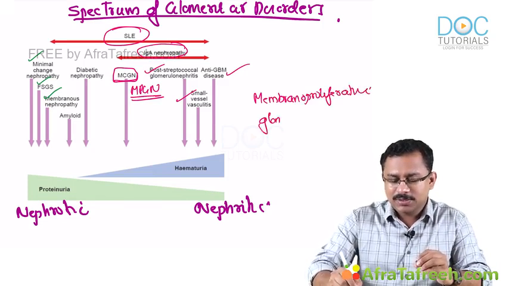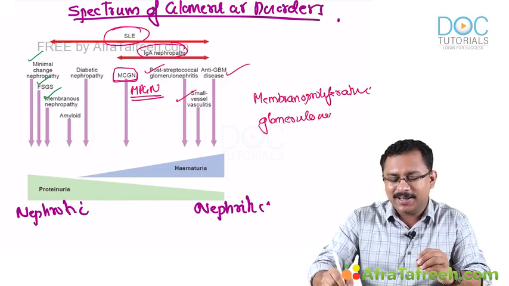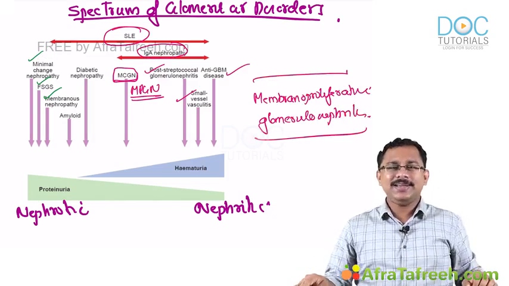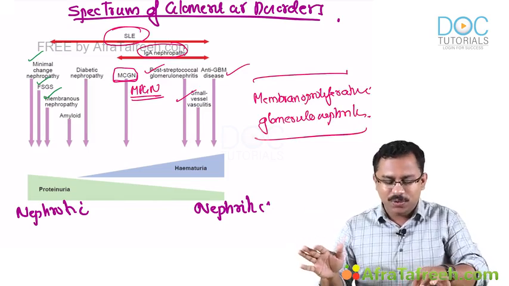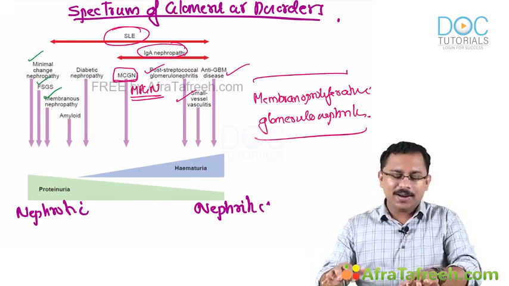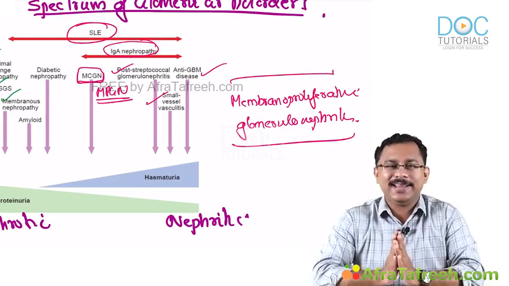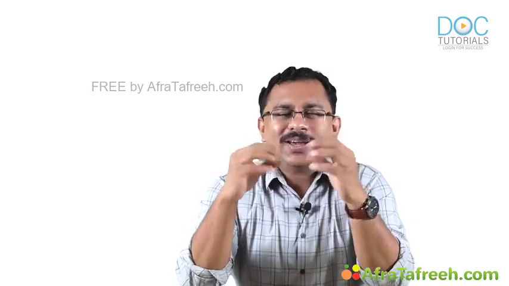So it is somewhere in the middle. It can have a nephritic as well as nephrotic presentation. So this is how the various glomerular disorders can present. You have got to keep this in mind regarding the presentations.